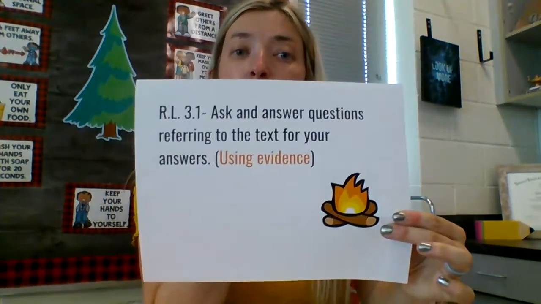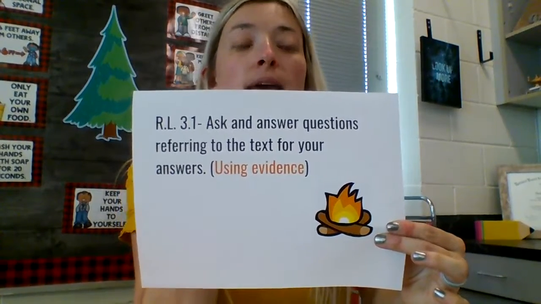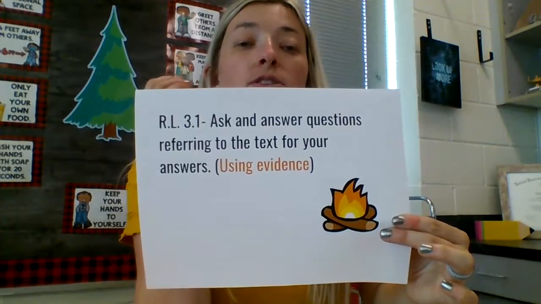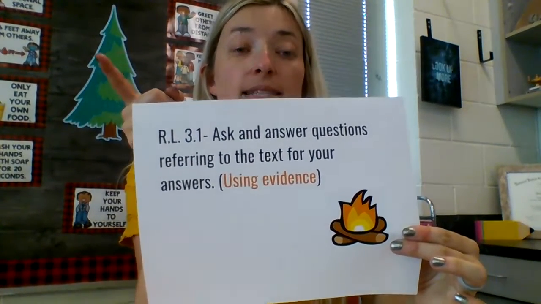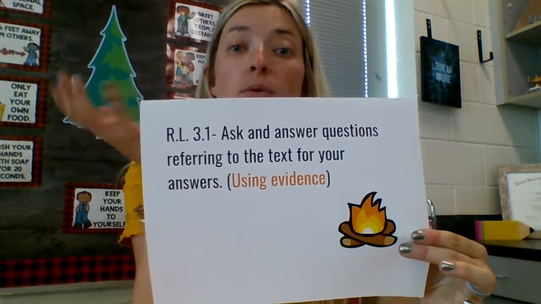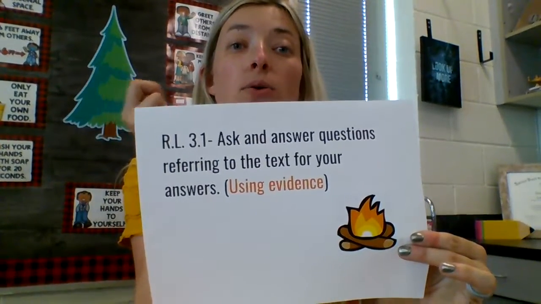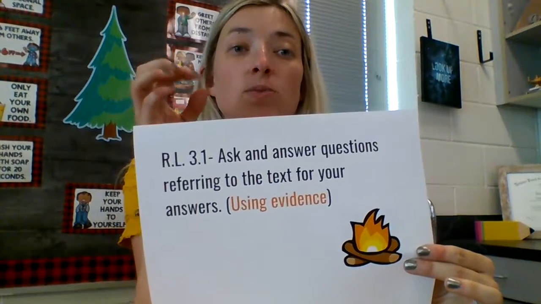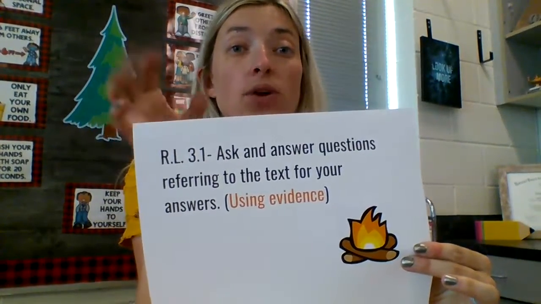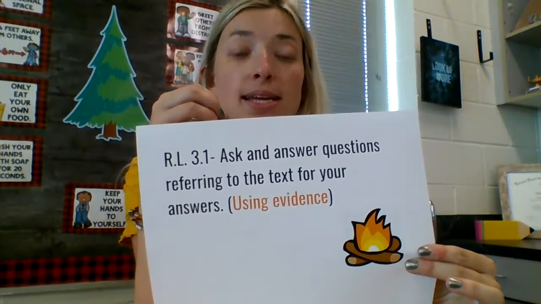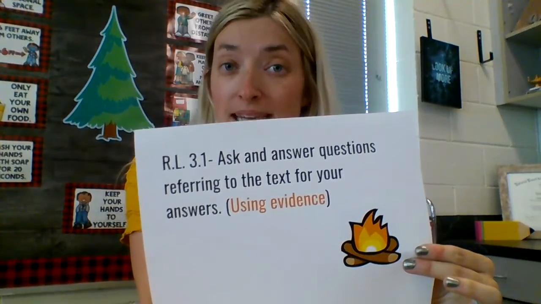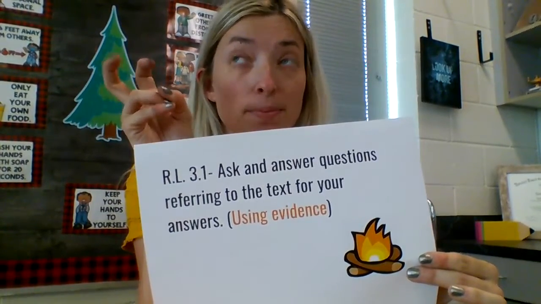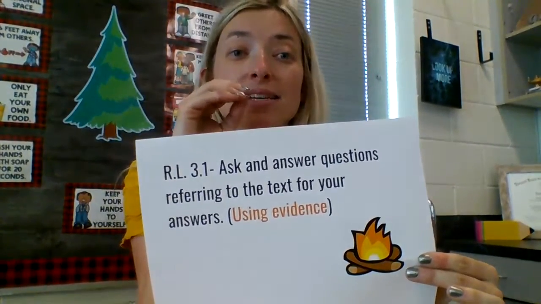So this week we're working on this standard, and it says that students should be able to ask and answer questions referring to the text for answers, and you'll see in orange it says using evidence. The kids have learned, one of our words of the day was evidence. They know that evidence means they have to show proof. This can be super easy, or it can be the biggest battle to get kids to be able to go back into a text, that it's not impressive to read an entire text and remember what the answer is. That is just a no-go here.